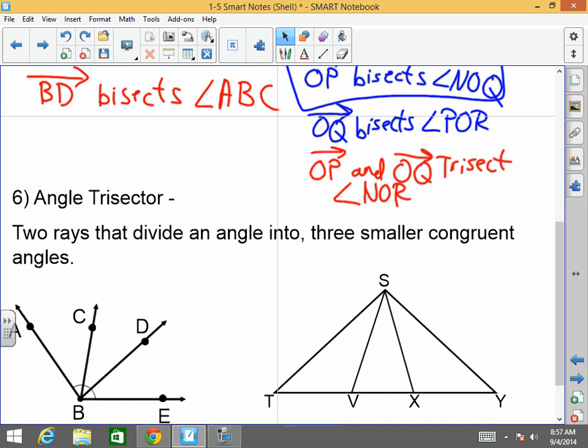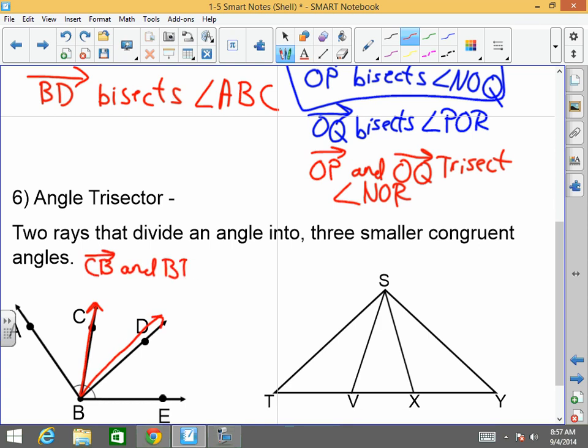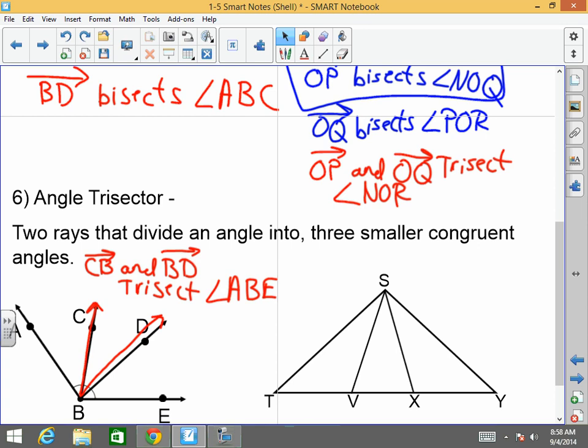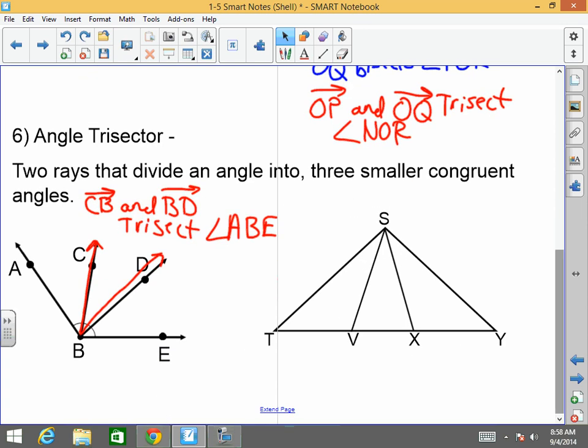So in this case, ray CB and ray BD trisect angle ABE. Awesome. Thank you, sir. Okay. Very good. Yes, there's only one answer for trisector. I could have had two angle bisectors here. Very good job, son. But if I'm looking for trisector, that's it. BC and BD trisect angle ABE. Does that make sense? Okay.